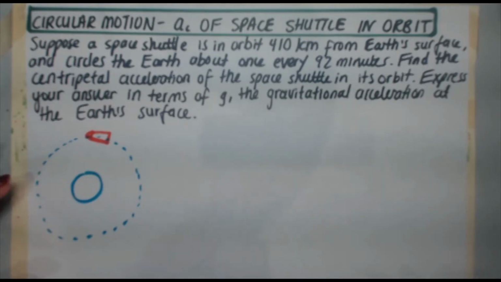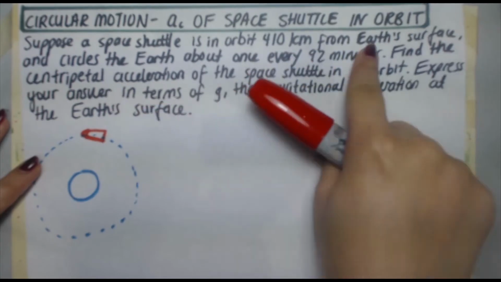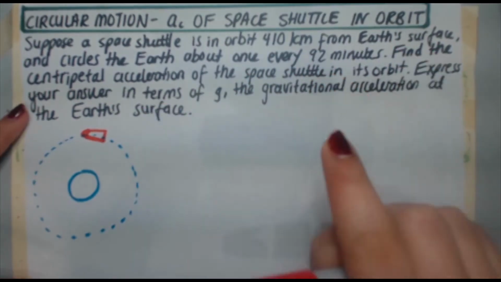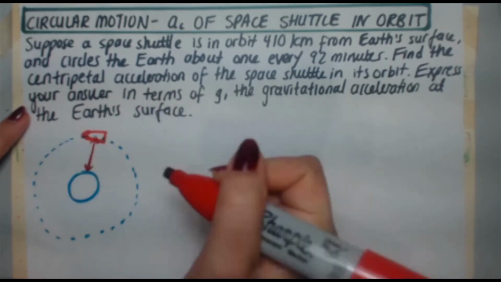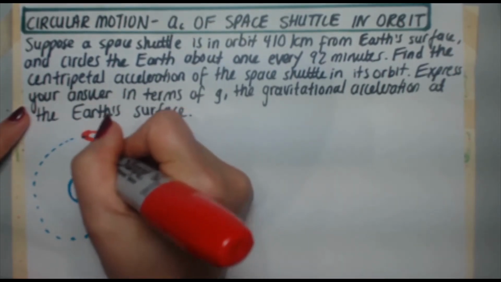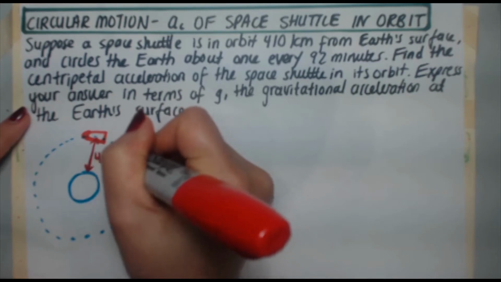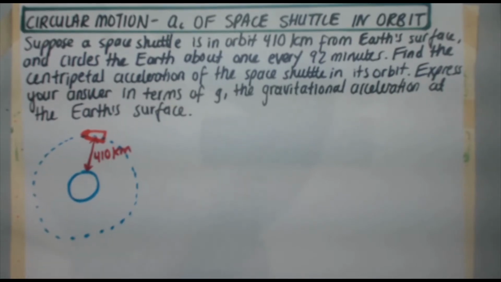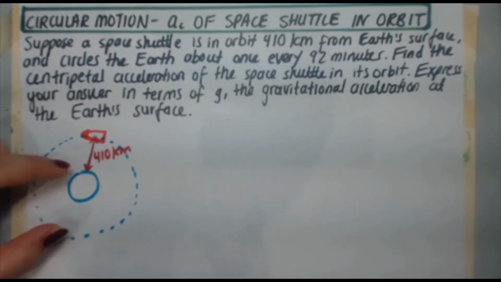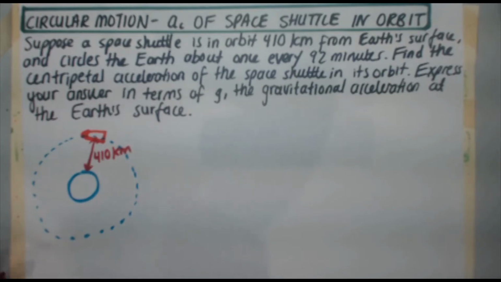We're given the distance from Earth's surface, so be careful when you label this in your picture. The 410, that's this distance right here. Please note this diagram is not to scale. It's far from it. But if I were to draw it to scale, it would be very difficult to read. 410 kilometers is that distance.